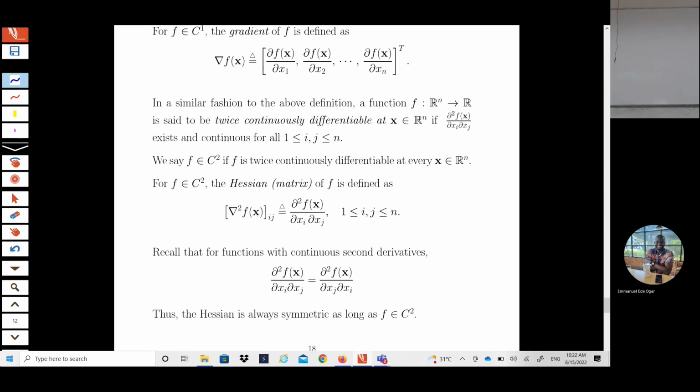So we can swap, or change the order of the partial differentiation without making any difference. But we can do this only when the function f is twice continuously differentiable. We use the continuity property in calculus. So when the function f is twice continuously differentiable, the Hessian matrix is always symmetric.